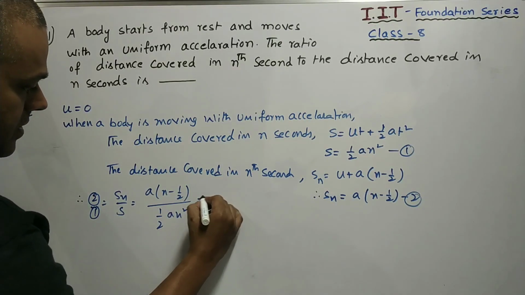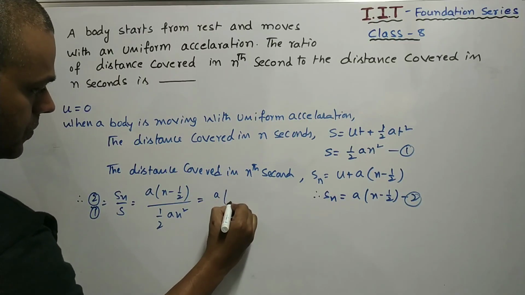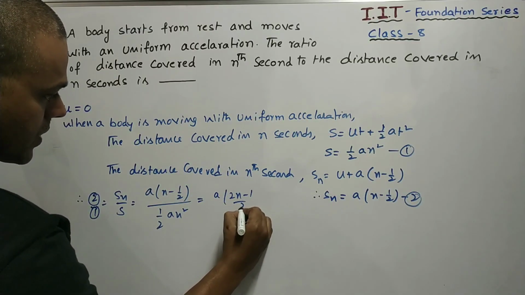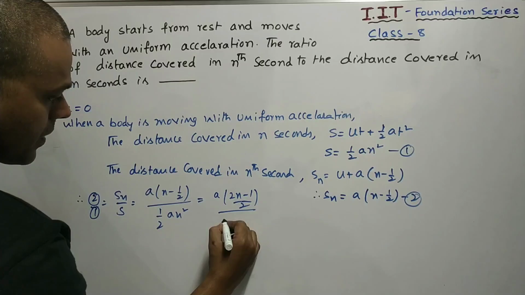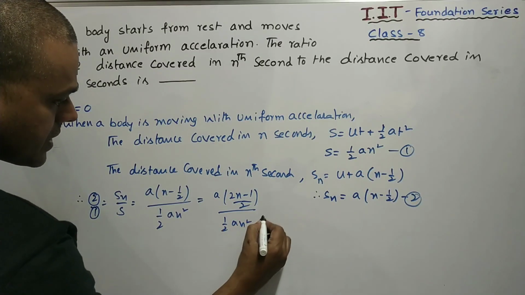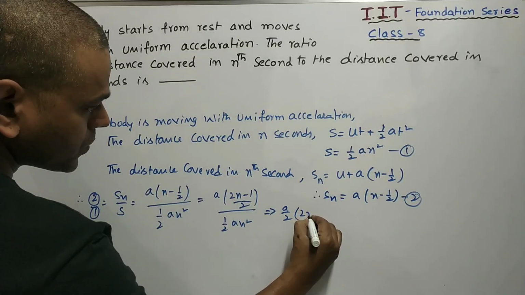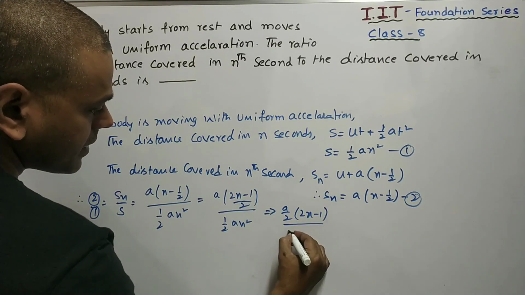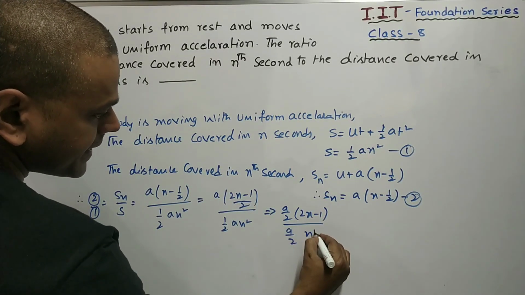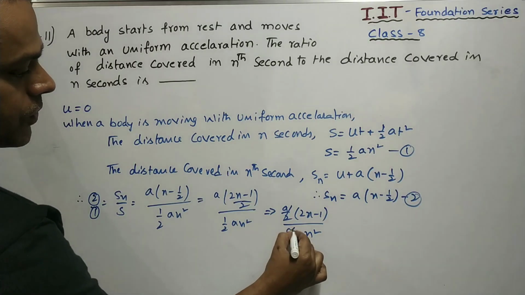So simplify this. What is that? a into (2n minus 1) by 2, by half into a into n square. Simply write like this: 2 take outside, that means a by 2 into (2n minus 1), by a by 2 into n square. A by 2 is cancelled.